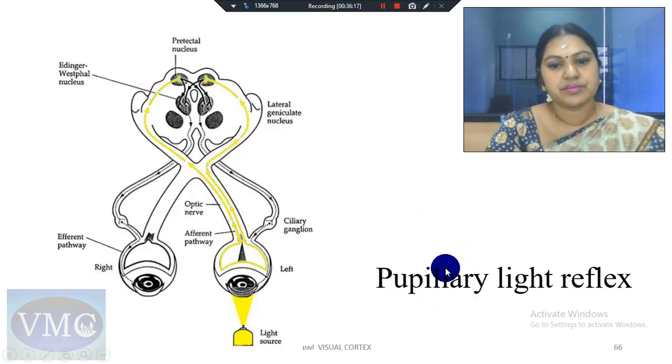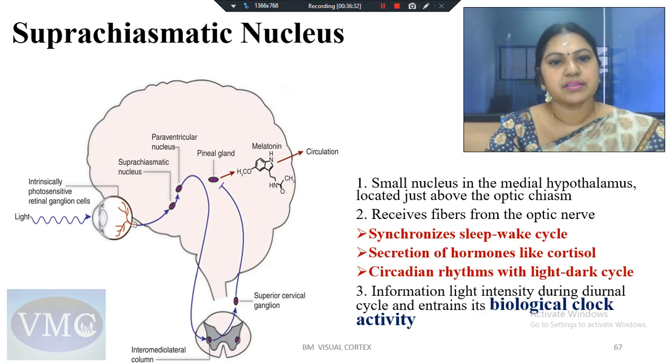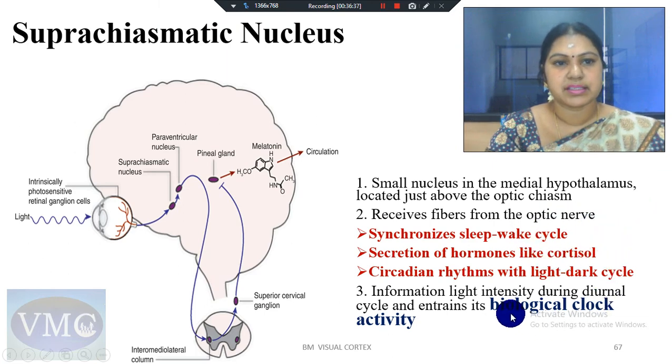So what is the pupillary light reflex? Just a slight understanding here. Light falls on the eyeball, it is passed to the optic pathway, and it causes a constriction of the pupils. That is the pupillary light reflex. Next one of concern is the suprachiasmatic nucleus. You already know what the suprachiasmatic nucleus is, isn't it? It is a nucleus present in your hypothalamus. It is a small nucleus in the medial hypothalamus just above the optic chiasma, and this is the biological clock. So the rhythm we undergo, day, night, light, dark, sleep, wake, all these cycles are because of this biological clock, that is the suprachiasmatic nucleus.